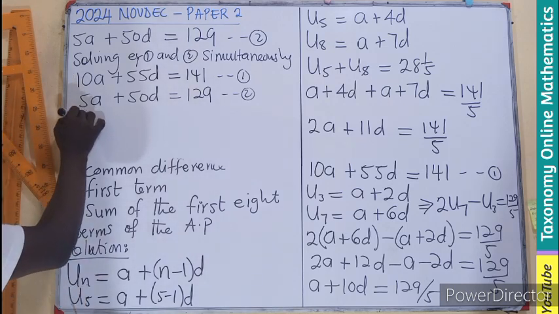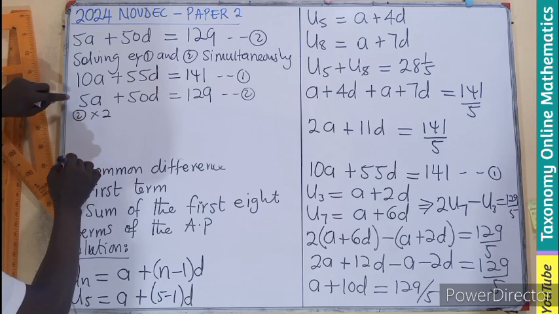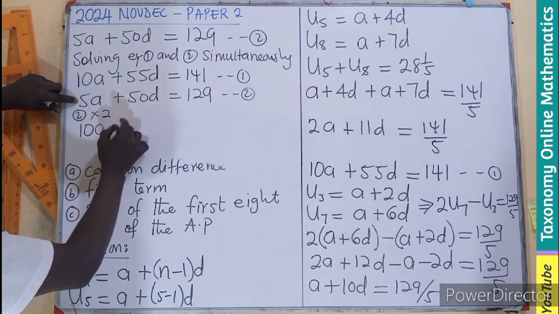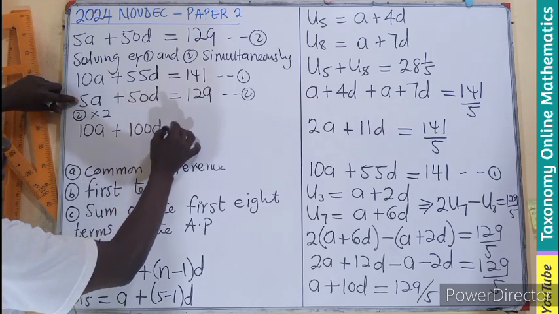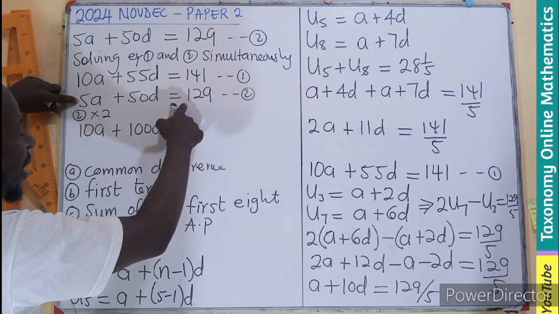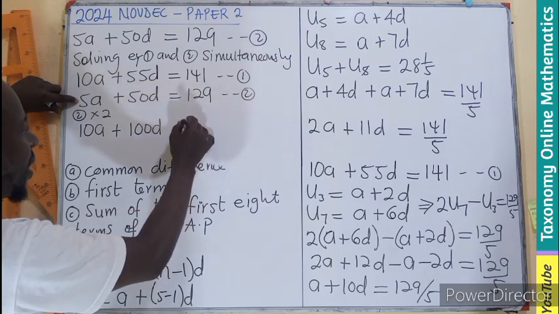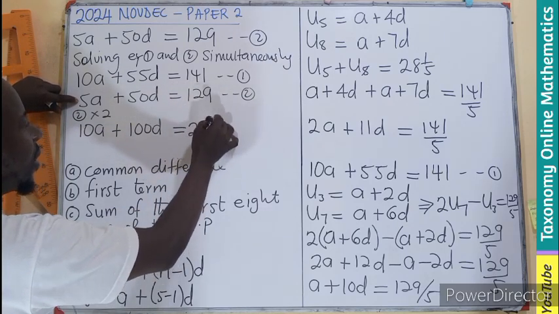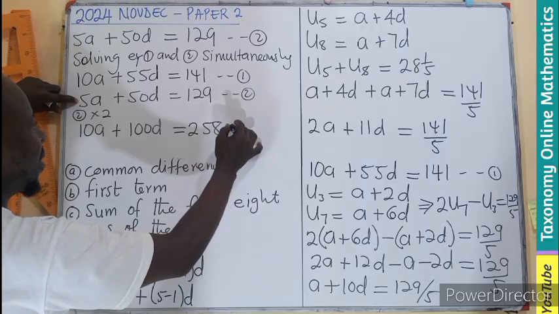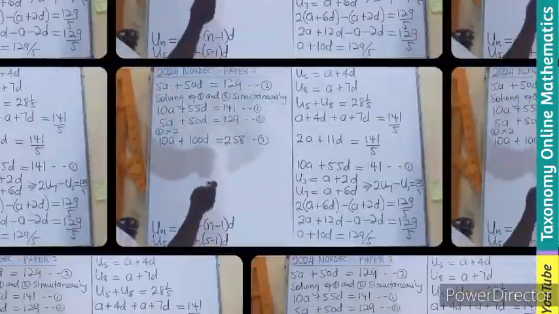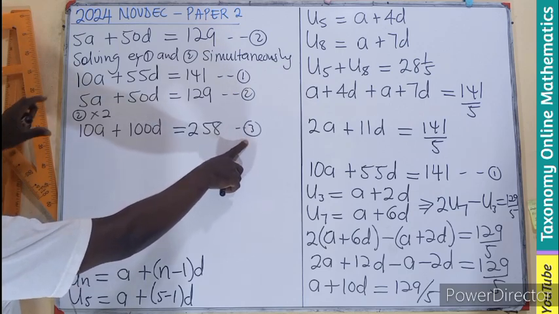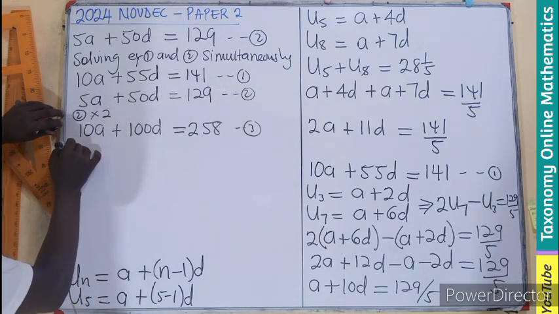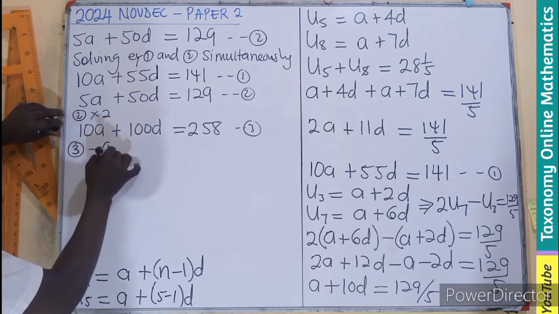So I can say that equation 2 times 2, meaning 2 here, that will give me 10A, 2 here will be 100D, 2 here will be 258. That gives us our equation 3. So now let's compare equation 3 and equation 1. Now I have the same coefficient. So I am going to have equation 3 minus equation 1.